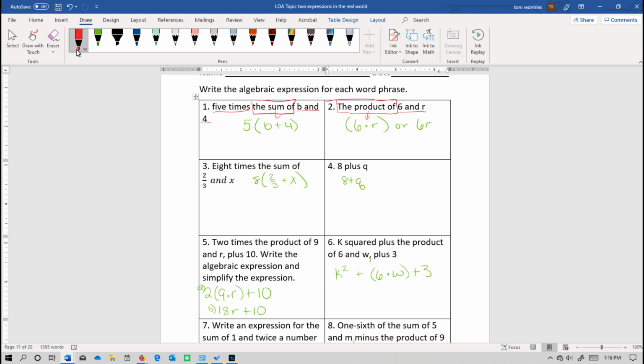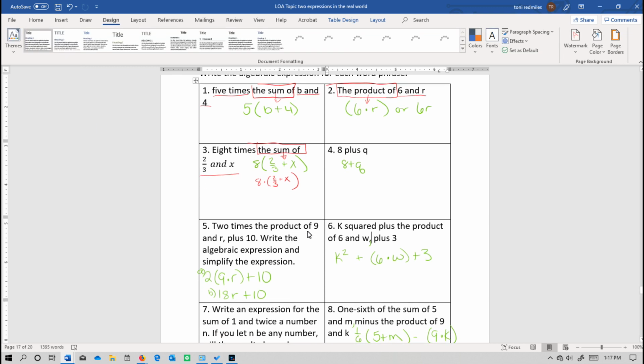8 times the sum of, that means that I have some parentheses with addition on the inside. Sum means addition. So the next thing that comes up is 2/3 plus x. Okay, that 8 times, I can put it on the outside. I could also have written it with some other multiplication symbol, but since I already have parentheses, and parentheses mean multiplication, I didn't. 8 plus q. Pretty straightforward. Plus means to add, so it's just 8 plus q.